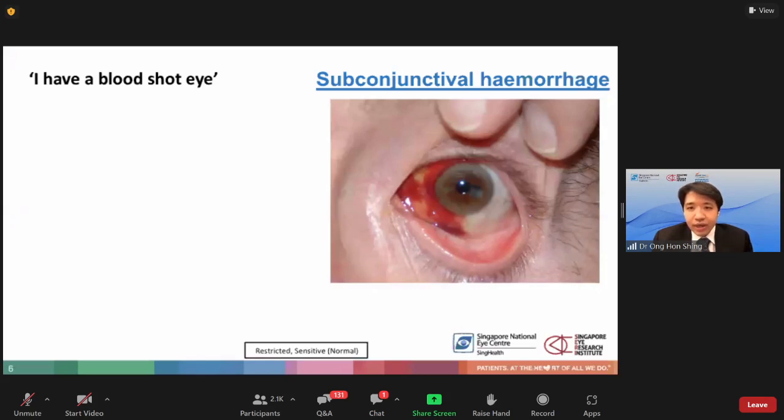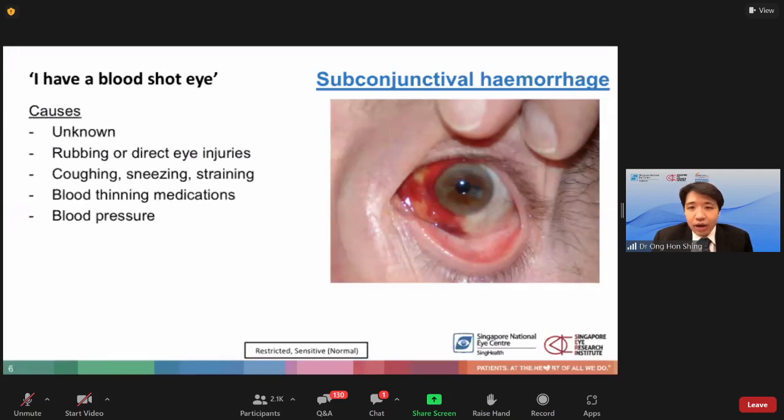And if you remember, in my earlier slide, the conjunctiva is a transparent, clear tissue lining covering the white of the eye. So this occurs when a small superficial blood vessel bursts under the conjunctiva. The blood has nowhere to go, so it spreads out underneath the conjunctival lining.